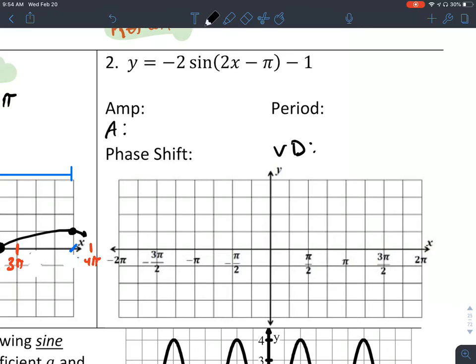So we have a big problem with number 2. It is colossal. The coefficient of x is supposed to be a 1, but it's not. It's a 2. So how do we fix that? We are going to factor a 2 out of this. Now this 2 is still part of the angle. So if I factor a 2 out, that means I'm going to divide 2x by 2 and get x. I'm going to divide pi by 2 and get pi over 2.